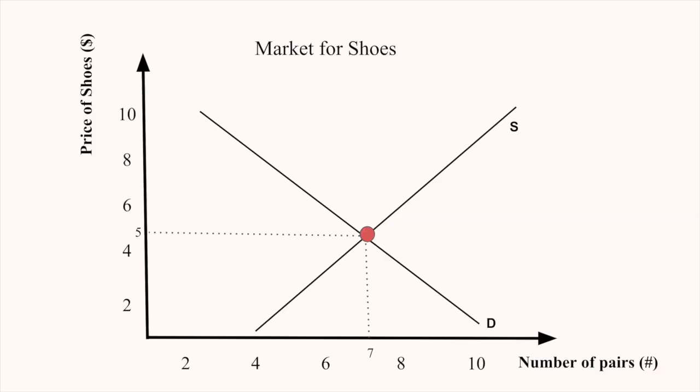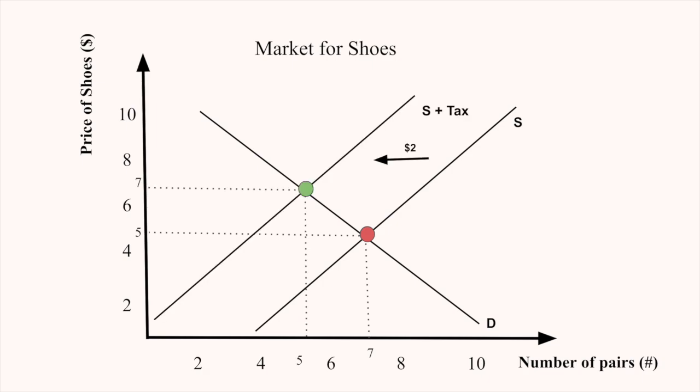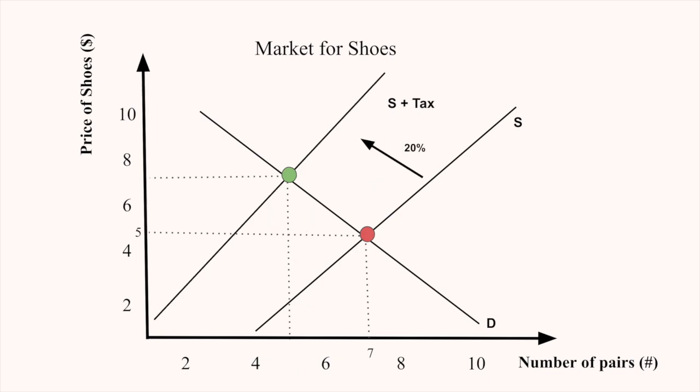Here again we have the market for shoes, and when we were having a specific tax, our graphs look like this. But when you have a percentage tax, you have to move this supply curve to the left and upwards.